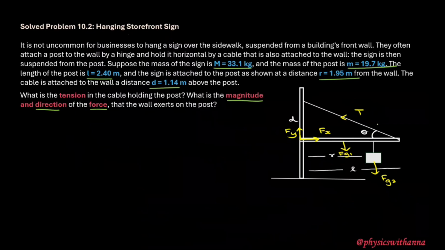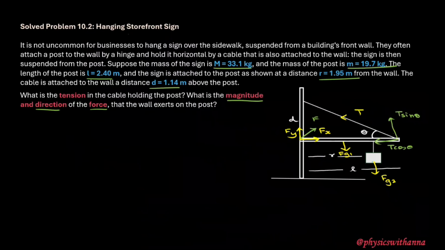We can split this tension into two components, one going along the y-axis, which we call T sine theta, and one going along the x-axis, which we call T cosine theta. Then we have Fx, the horizontal force due to the wall, and Fy, the vertical force due to the wall. When you find their resultant, this will be the force F that we need to find.